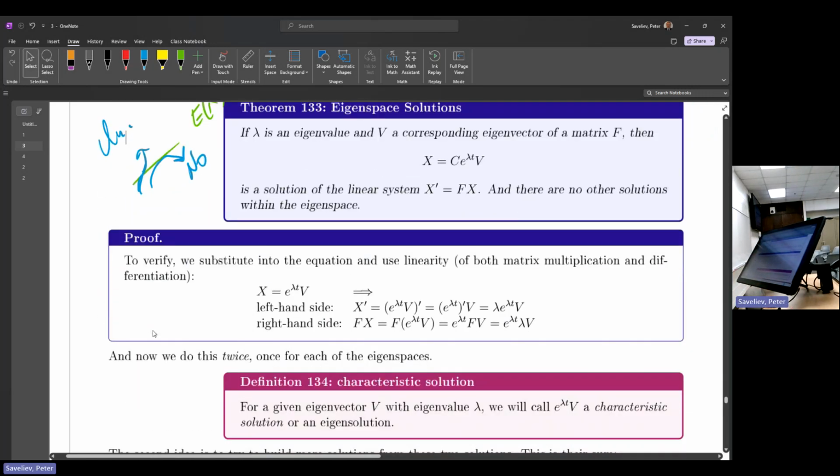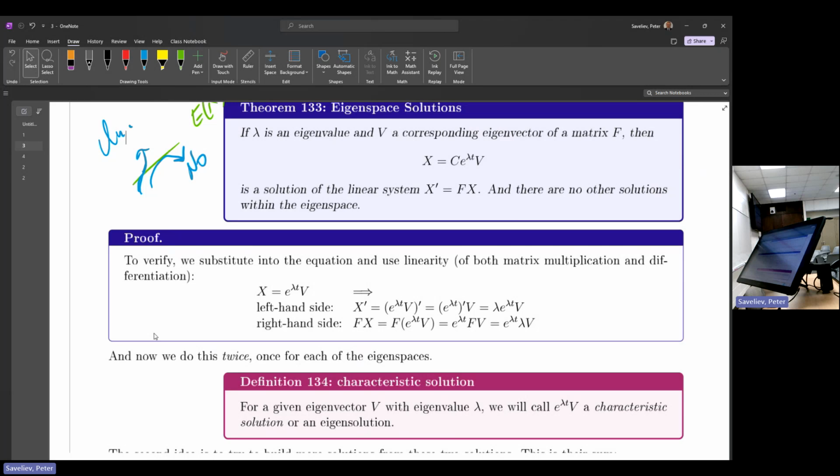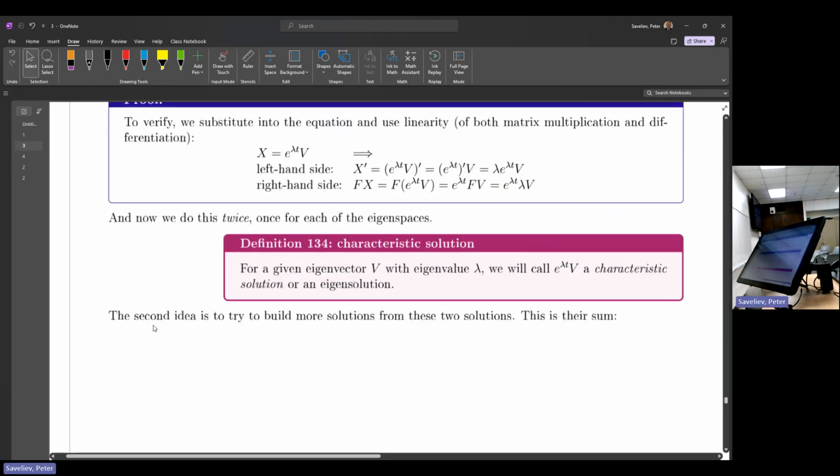That's the proof. Okay, so these are called characteristic solutions, special solutions where the behavior is simple. So for a given eigenvector with eigenvalue lambda, e to the lambda t times v is a characteristic solution, or an eigensolution. So that takes care of these special directions.